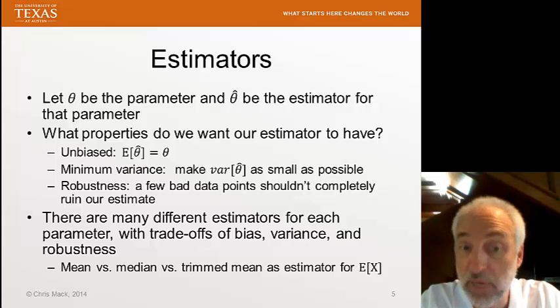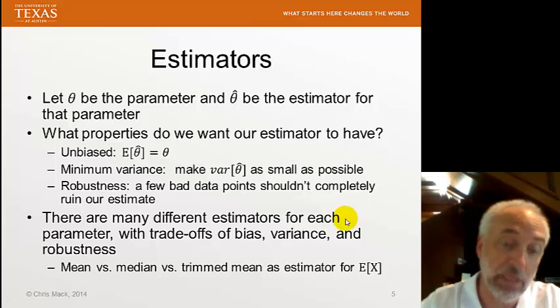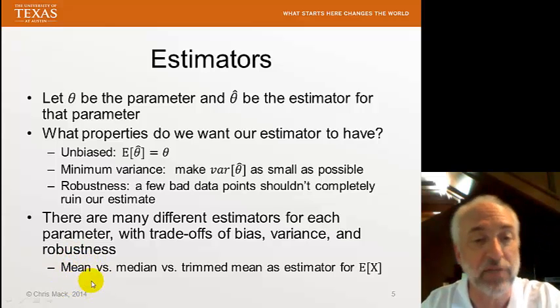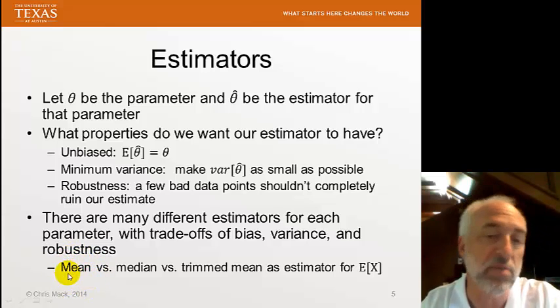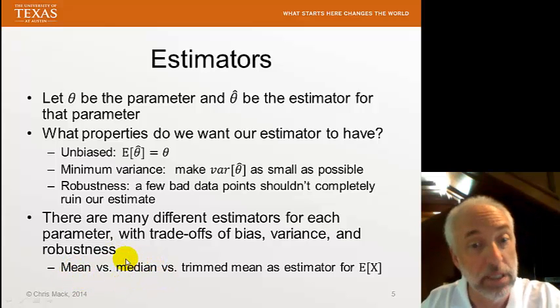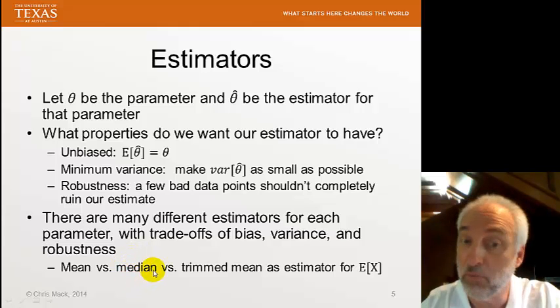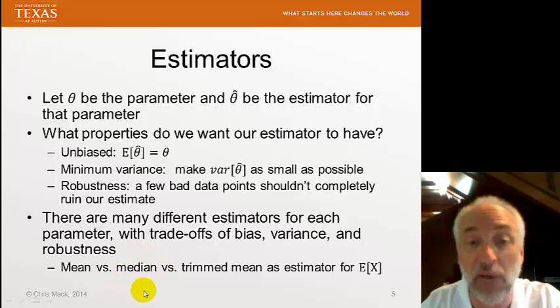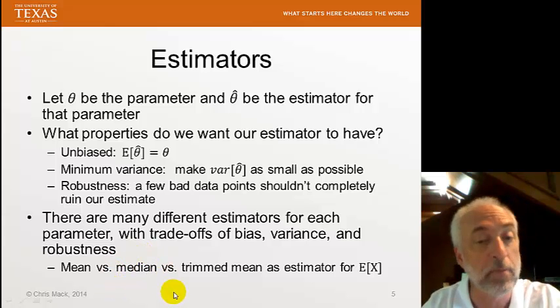Which of these are better? Well, the sample mean is unbiased and has the minimum variance. That's why we usually use it. The median, however, is biased if I have an asymmetric distribution, but is unbiased if I have a symmetric distribution.